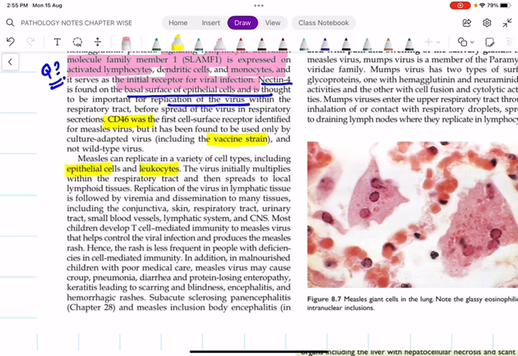Initially, I told you the mode of spread is via the respiratory tract. So it is going to multiply within the respiratory tract. Then it spreads to the local lymphoid tissue, causing viremia. Then dissemination to conjunctiva, skin, respiratory tract, small blood vessels, lymphatic system, and CNS. Fine. So that's the important thing.